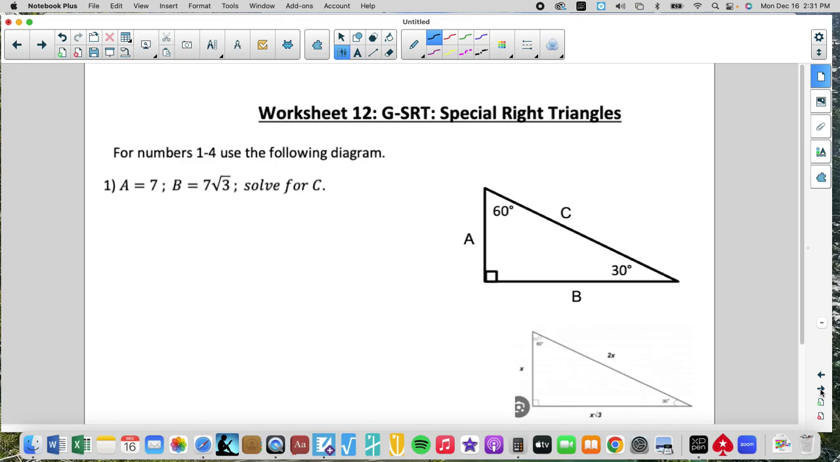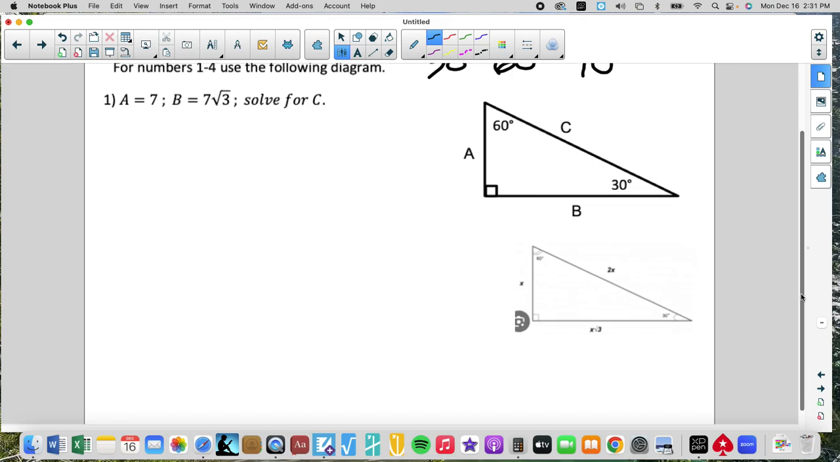All right, special right triangles. Before, we dealt with any type of right triangle, but we do have special right triangles, and this is a 30, 60, 90, which represent the degrees of the angles. This is going to be your short leg. This is going to be your long leg, and this is always going to be your hypotenuse, and there's a relationship between them. Your long leg is going to be your short leg rad 3. Your hypotenuse is going to be twice your short leg.